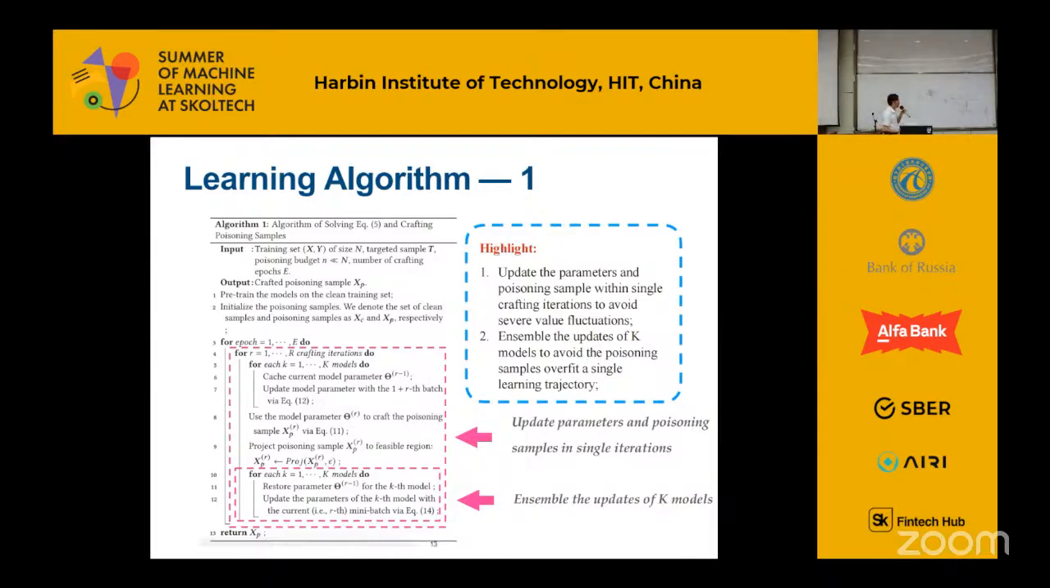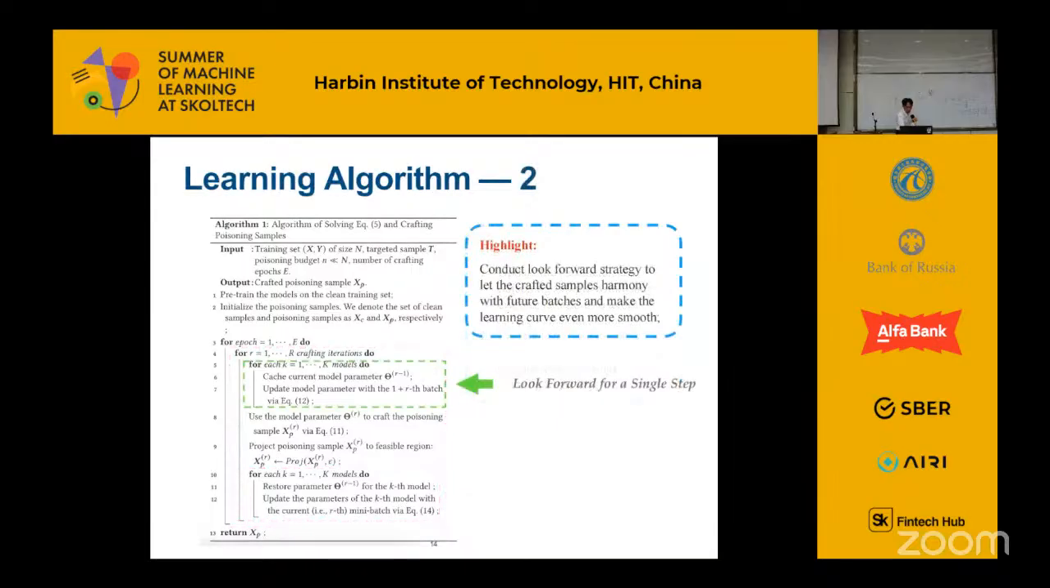And also, we find that the formulation of the interpretation itself has some nonlinear things, or even discrete, non-continuous things. So the learning itself may face parameter update fluctuation. So we have a look-forward strategy to let the model look forward into the next batch when we are designing such a sample, and then we will make the update step smoother. Here, we look forward a single step.